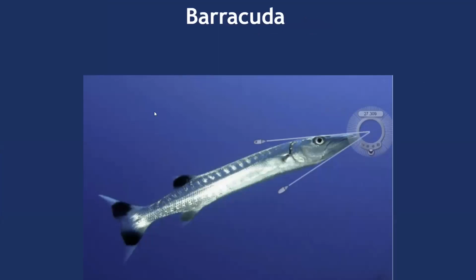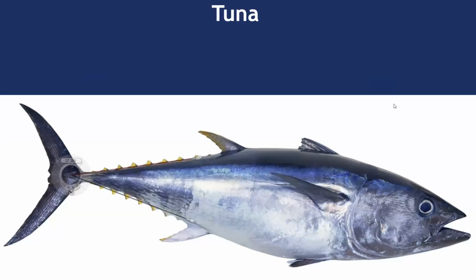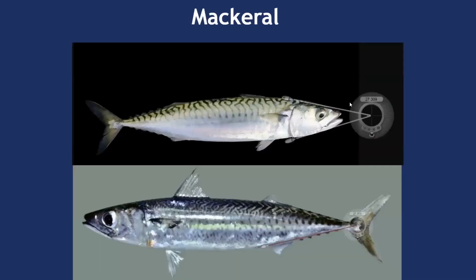Now we're going to be getting into some of the really fast swimming sea creatures. Here's a barracuda that demonstrates the geometry in the front of its anatomy. And here's a bonita. And we see once again the 27.309 both in the front and in the back of this fish as well. And here's a tuna where we see it in the front, or excuse me, in the rear of the fish.